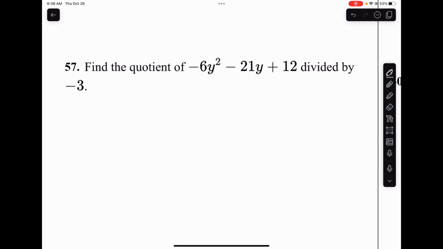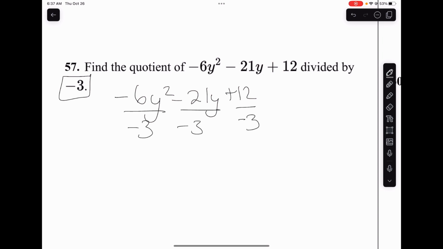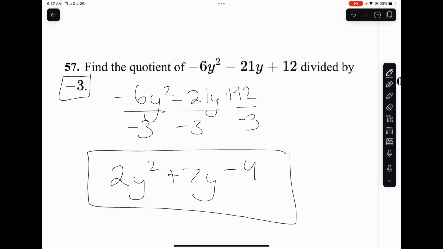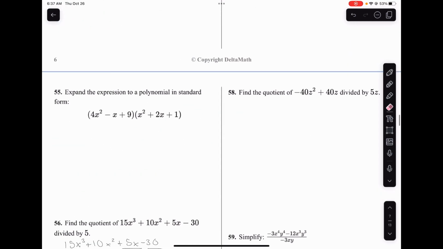Here, again, we are just dividing by a single term, so we're going to divide each term by the term we're dividing by. So we end up with 2y squared plus 7y minus 4. And again, this only works when you are dividing by a single term. The time this wouldn't work is, let's say we were dividing by x minus 3. I couldn't do that because I have two terms there. But with these ones, it's nice and easy.